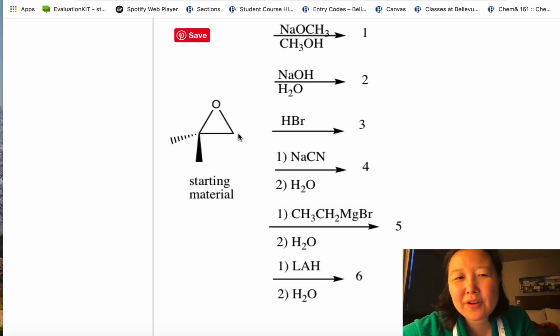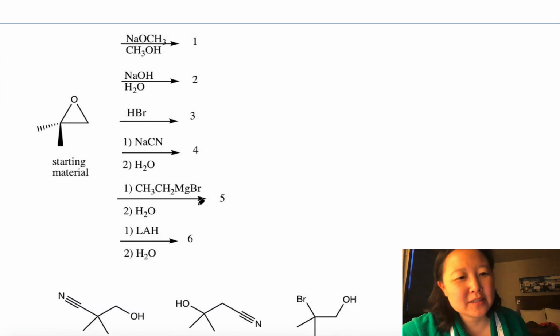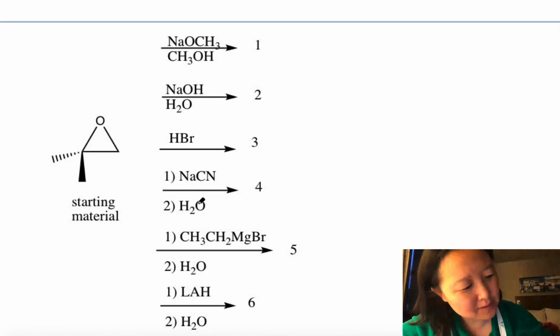And that depends on if you're in basic conditions or acidic conditions. If you're in basic conditions, you operate by minimizing steric hindrance. Acidic conditions, you generally go by electronic factors and which side is more stabilized as a positive charge. So for that one, I'll just work through a couple of examples and then it's up to you to review this in the notes. This is a strong base, OCH3 minus.